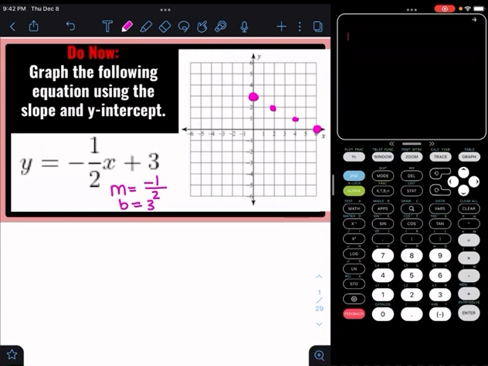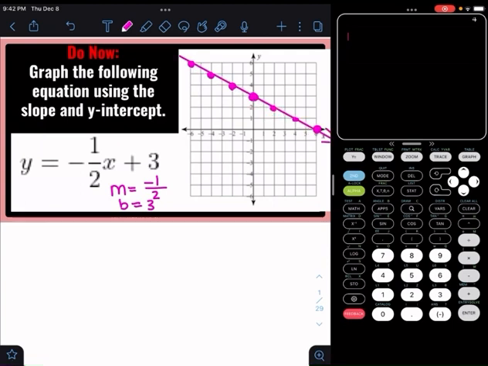Once I run out of all my going down options, then I'm going to go back to the center point, which is at 3. And I'm going to go up 1 and to the left 2. Up 1 and to the left 2. Now, with these points, I'm going to connect my points.